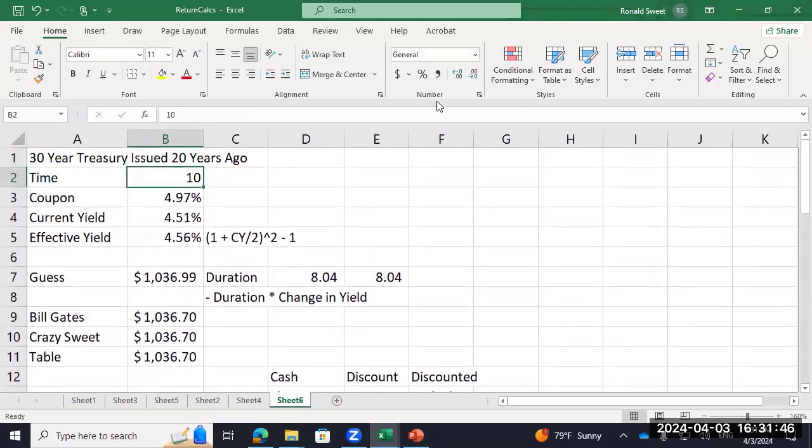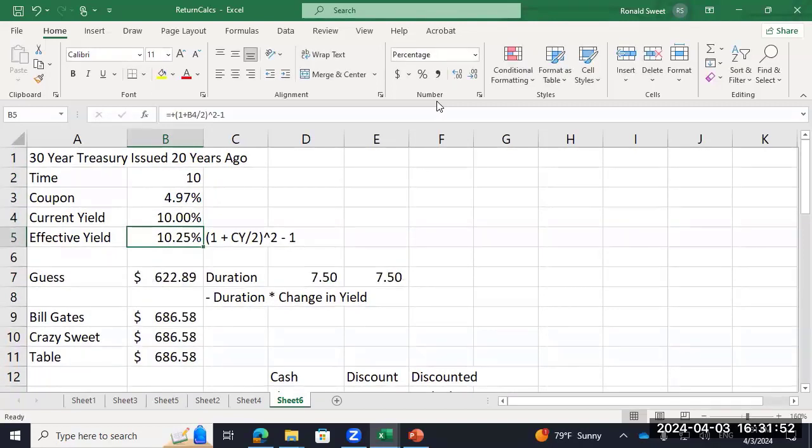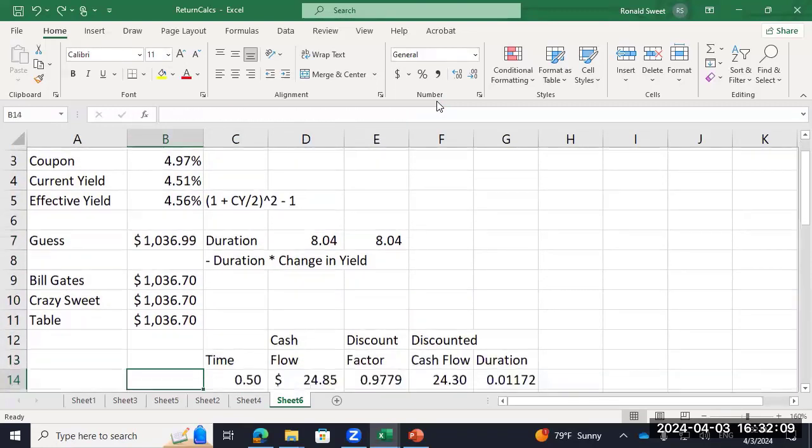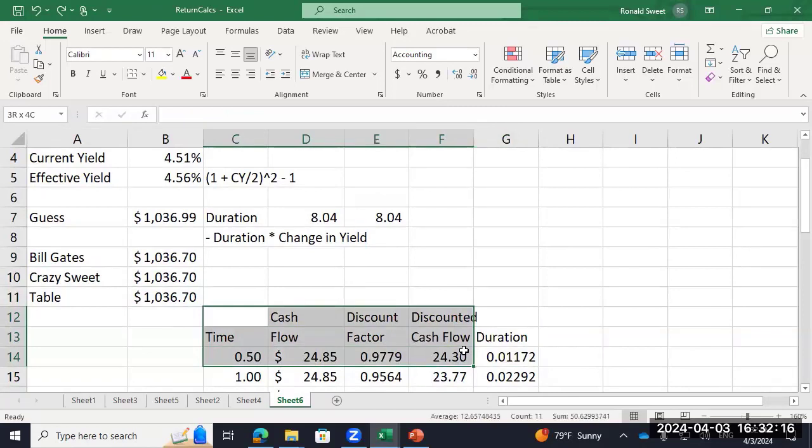As interest rates rise, what's the duration? If interest rates were to be 10%, the duration drops down to 7.50. If interest rates were 1%, the duration, I don't know why I'm not getting higher, so something strange going on. But anyway, so duration 8.04. Here's my prices. The guess is still really close. So you got to do the table on the exam, but you don't have to do duration.